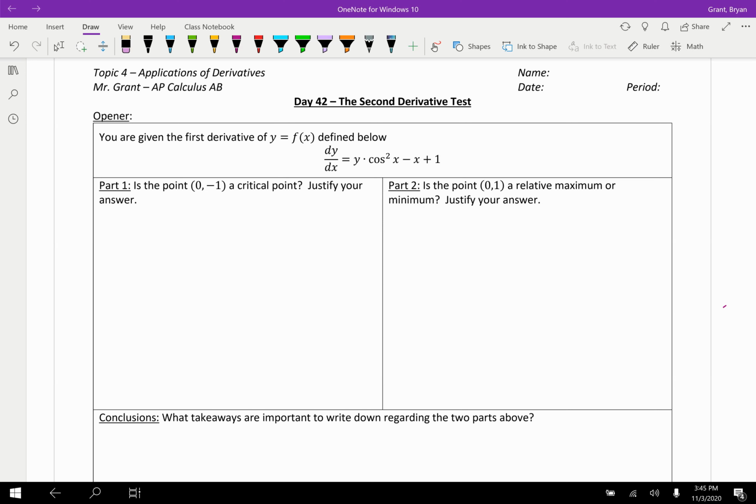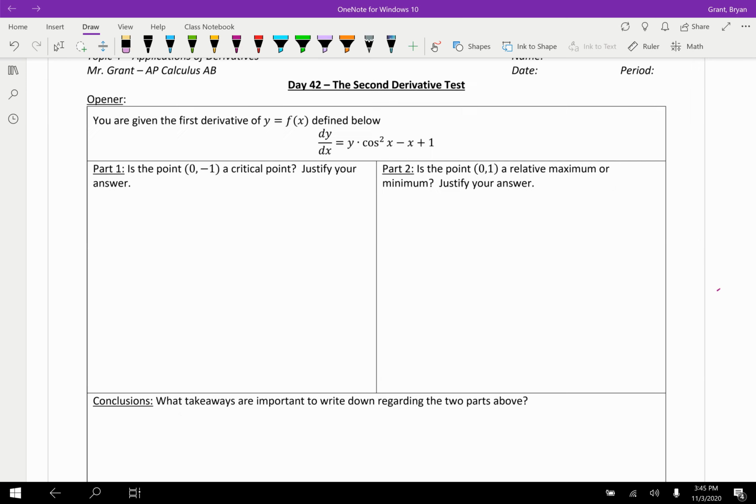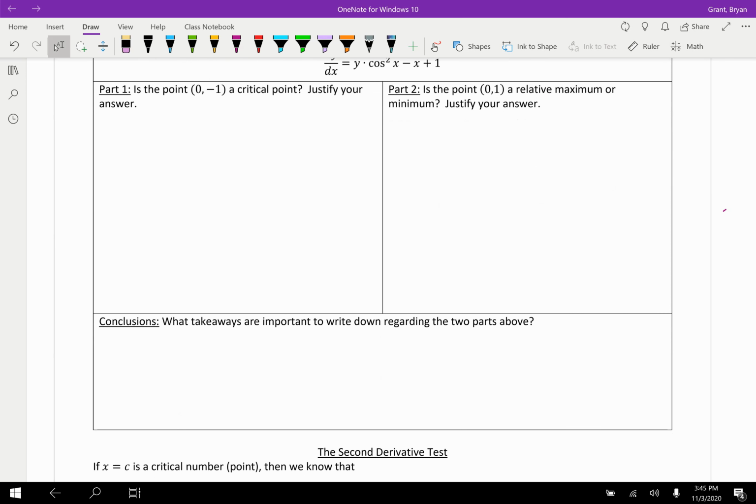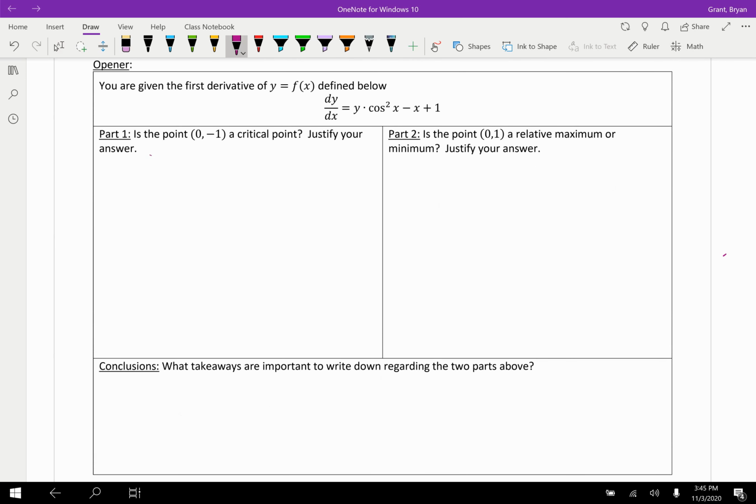All right, hopefully you have enough time here, and let's take a look at what we probably did. Well, to determine if something's a critical point, that means that either dy/dx is equal to 0 or dy/dx does not exist. Inspecting this function, it looks like there's no value that would cause this to not exist. So if this point is a critical point, it has to make dy/dx equal to 0, which means we should evaluate (0, -1) in dy/dx.